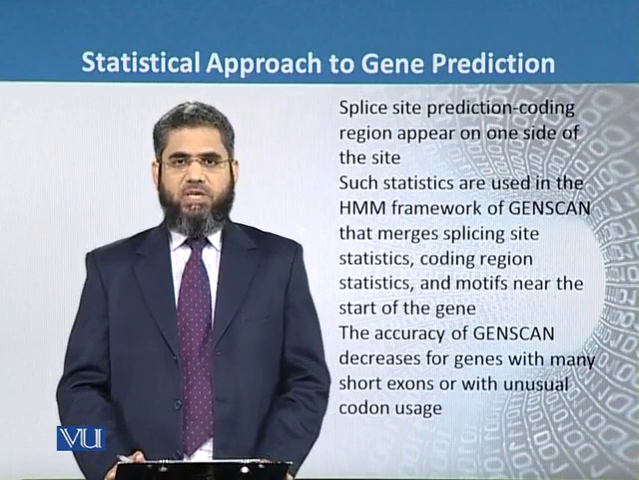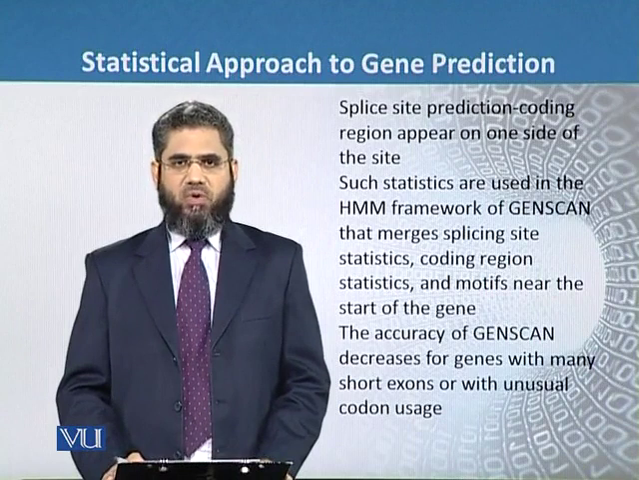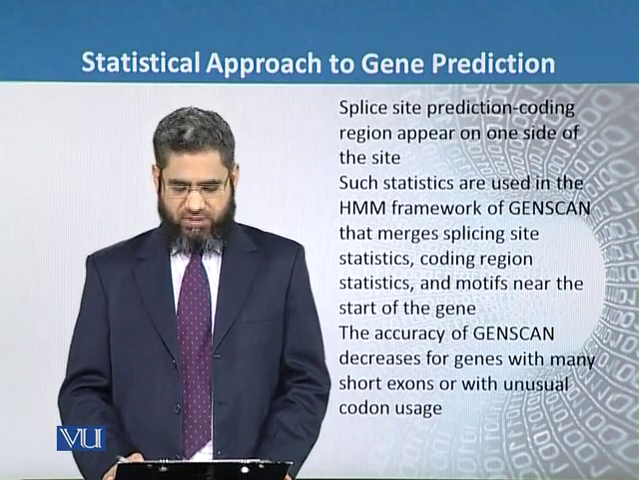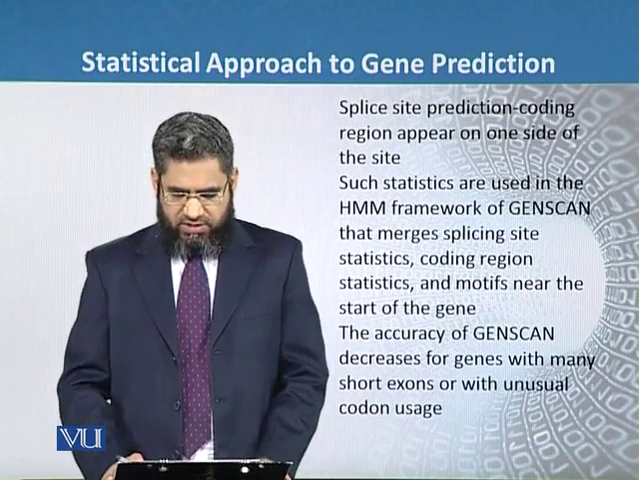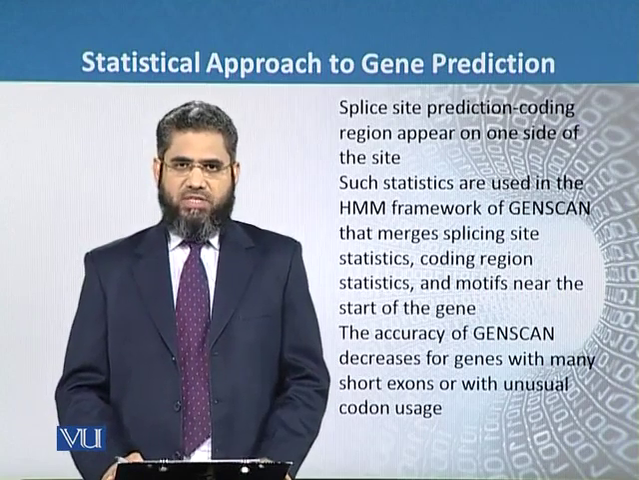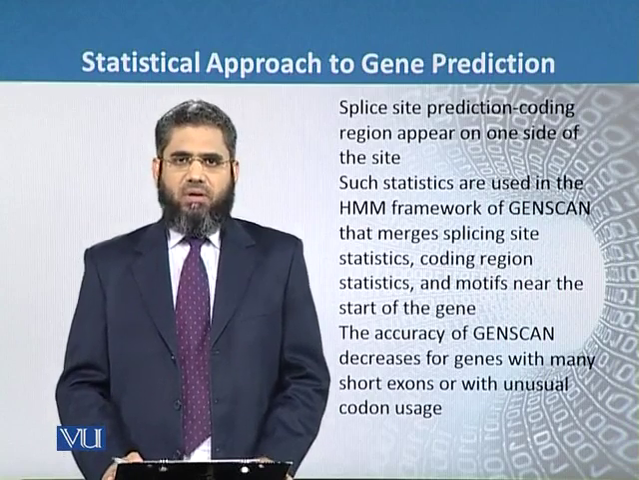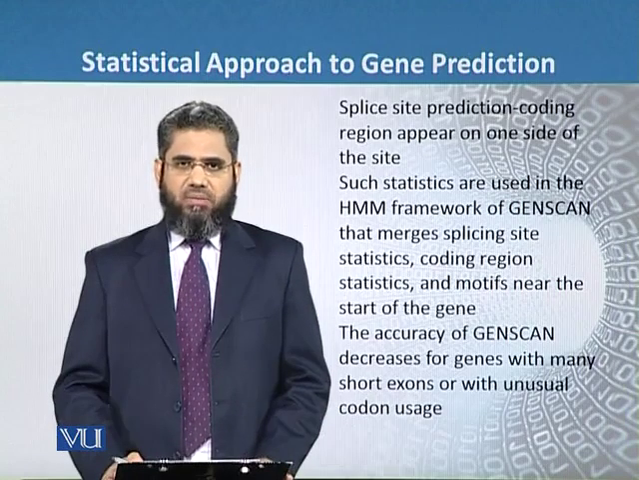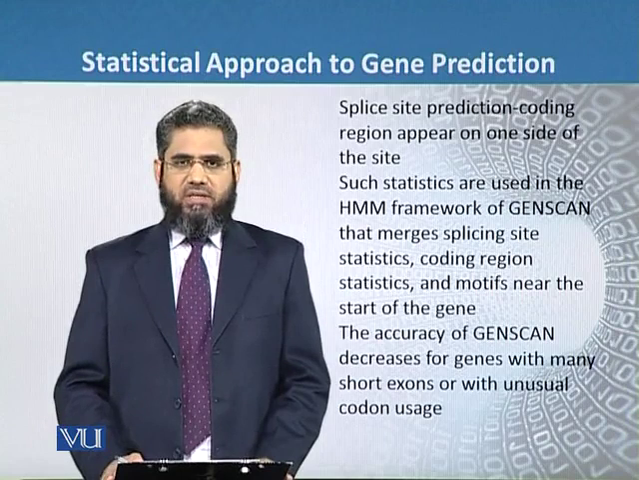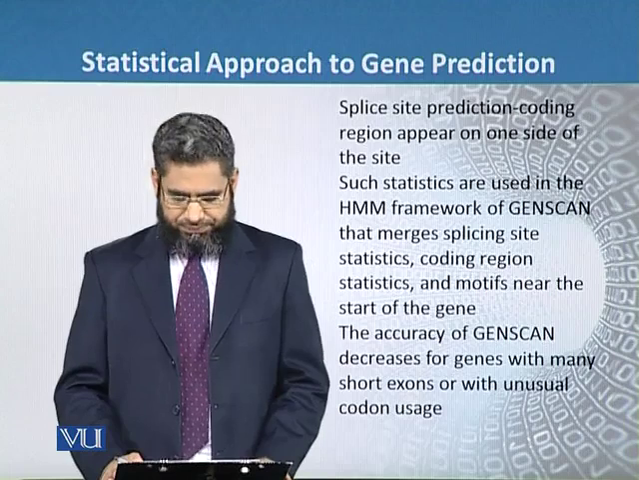The splice site prediction is more reliable if we find the coding regions on one side of the site, and on the other side there should be no coding regions. So such statistics are being used in hidden Markov model frames of the GenScan, which combines the different statistics, for example the splice region statistics, the coding region statistics, and the conserved regions present near the start of the transcription, apart from the other parameters.